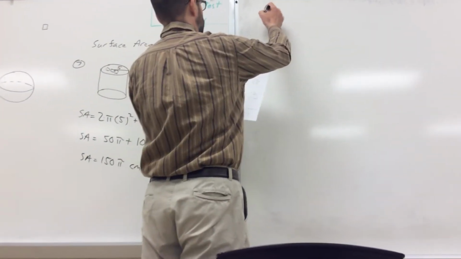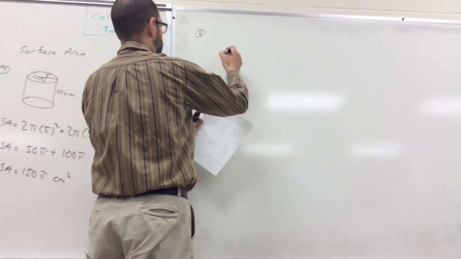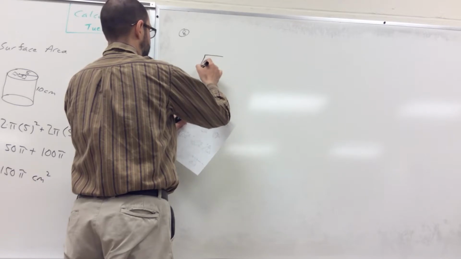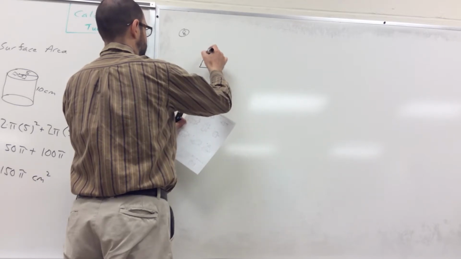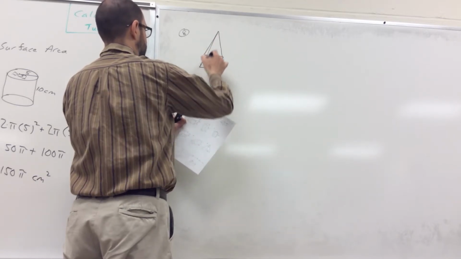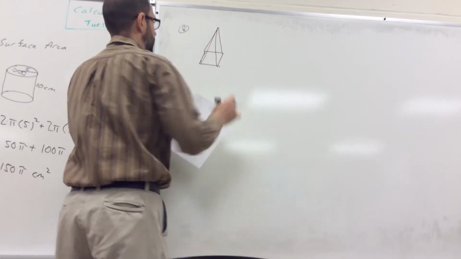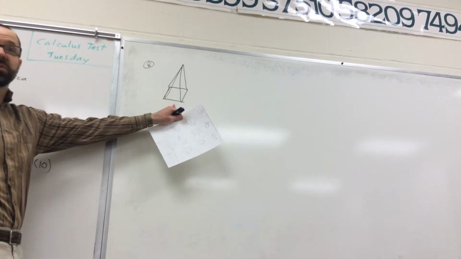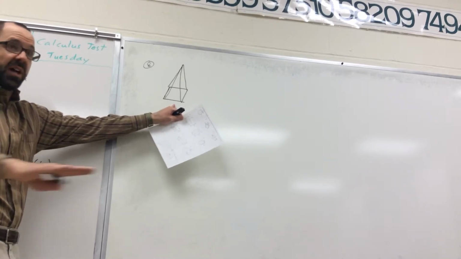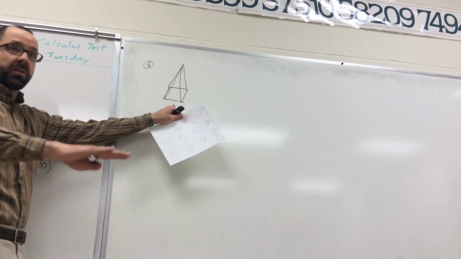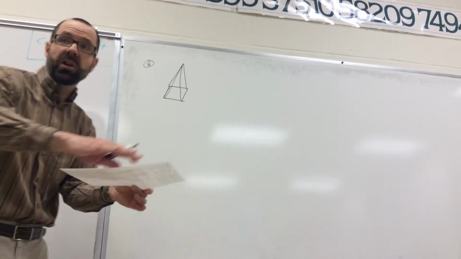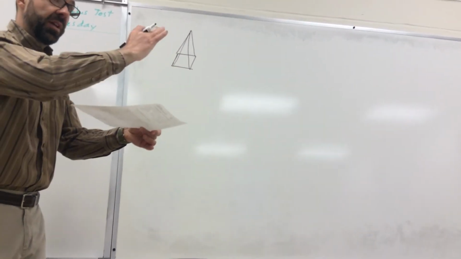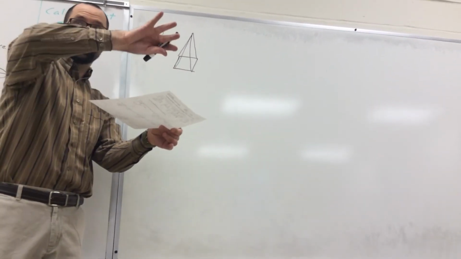Okay, I'm going to attempt to draw number 8, but I'm terrible at 3D. You can all laugh at me, but don't laugh too much. So I'm trying to draw a pyramid. I didn't do very good. It's supposed to have a square on the bottom. So you see the square on the bottom? And then a triangle coming here, and a triangle there, and a triangle here, and a triangle here.